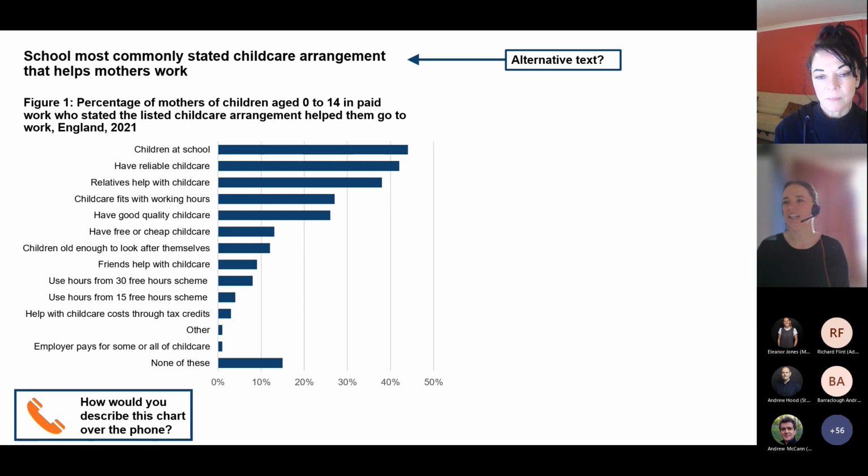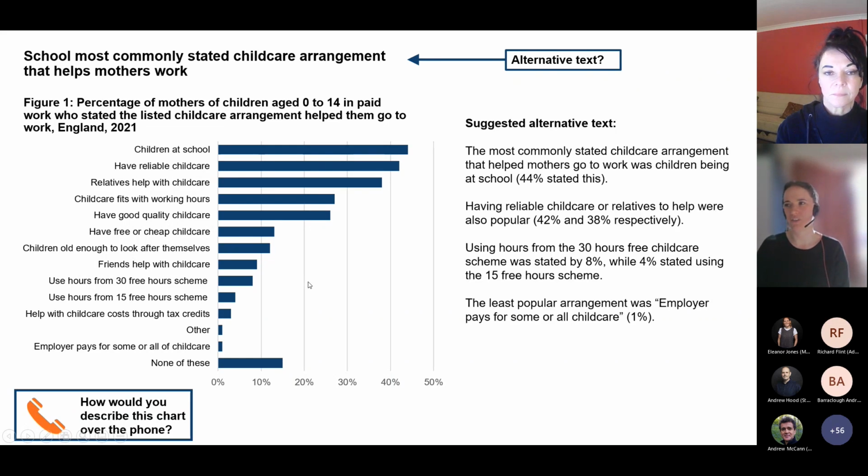So for this one, sometimes people say this is the alt text because this is the message of the chart. And it is the message of the chart. It gives you the main message. School is the most commonly stated childcare arrangement to help mothers work. But it's not really giving you an equivalent experience because there I have a lot more information just by glancing at it. I'm not taking absolutely everything in, but I get more information. So we do need to provide something a bit more.